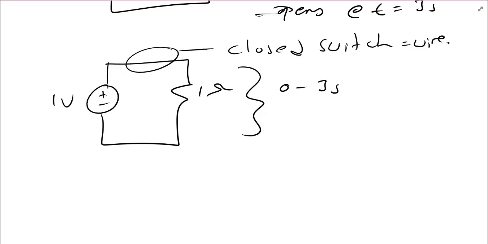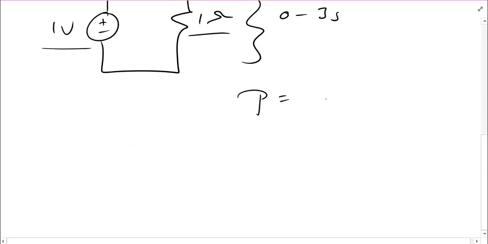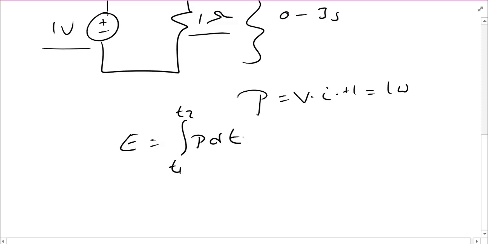We're going to do this in stages. In this case, I have a current, I, which will be equal to 1 amp by Ohm's law. Remember, if I have 1 volt across a 1 ohm resistor, I'm pushing 1 amp through it. This means that the power in the resistor is V times I times the sign, and remember in the resistor the sign is always positive 1, which gives me 1 watt, 1 amp times 1 volt, positive. The energy is the integral from T1 to T2 of the power times dt.